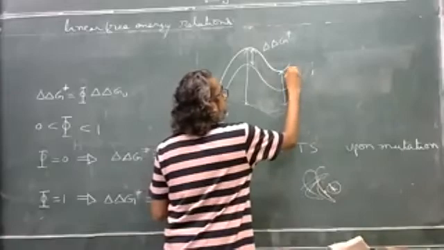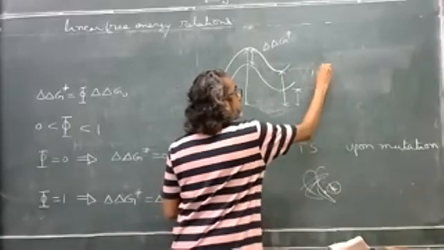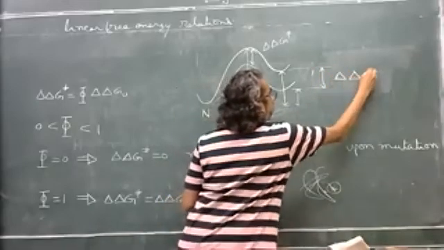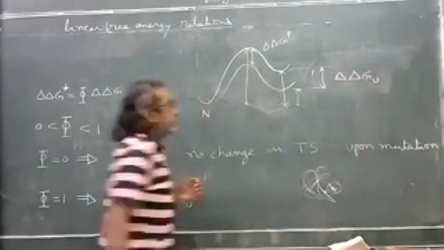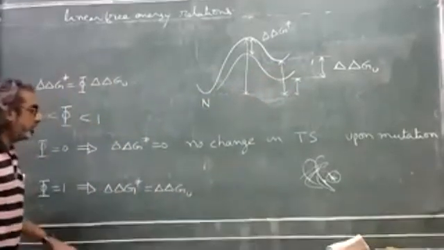So let me write. This is your delta G U. So the difference between these two pairs.